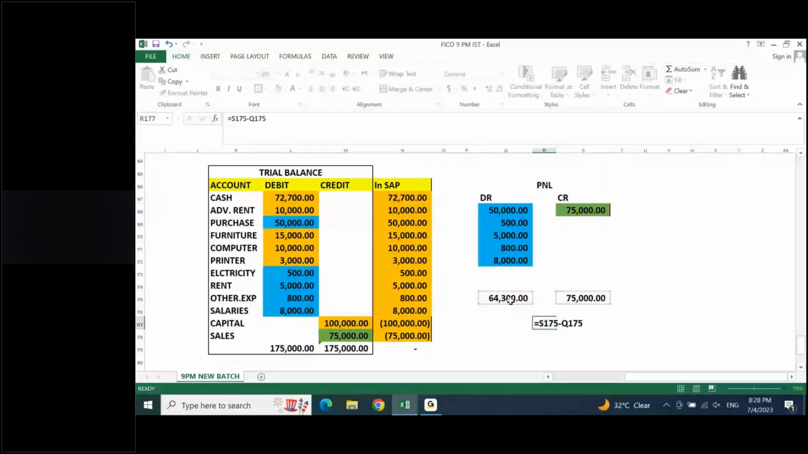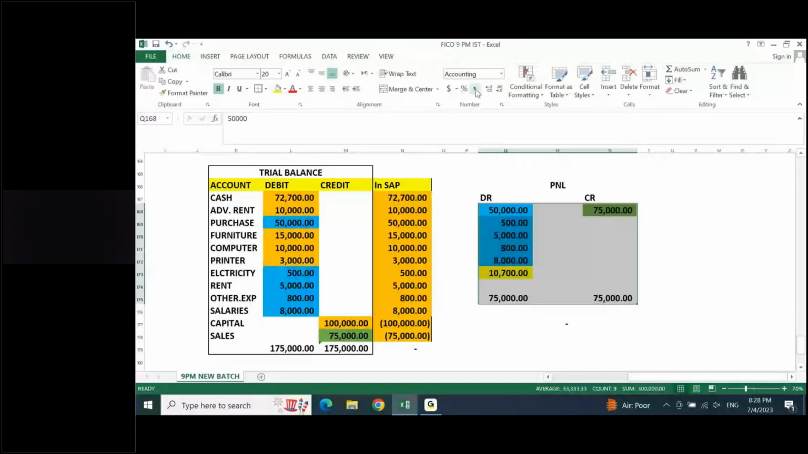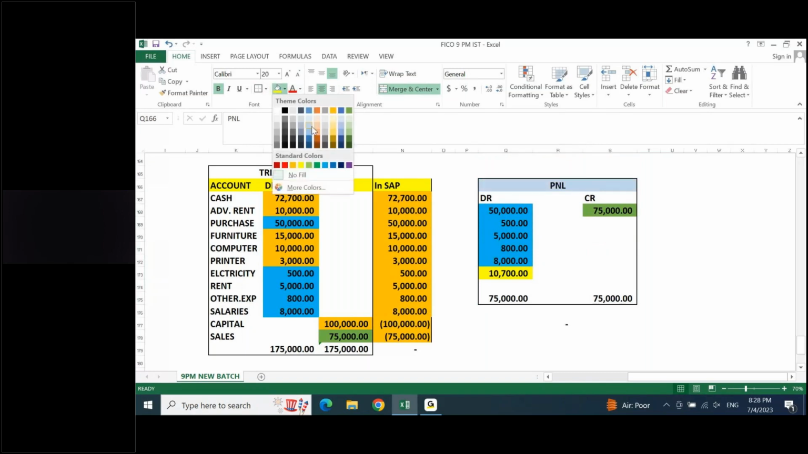Correct? So I'll put this 10,700 as profit. I'll highlight this in yellow color. This is the profit. Let me put these things also in the number format. I'll put this in a box. Clear? This is your P&L. This is the rough version of your P&L, whatever you are preparing.